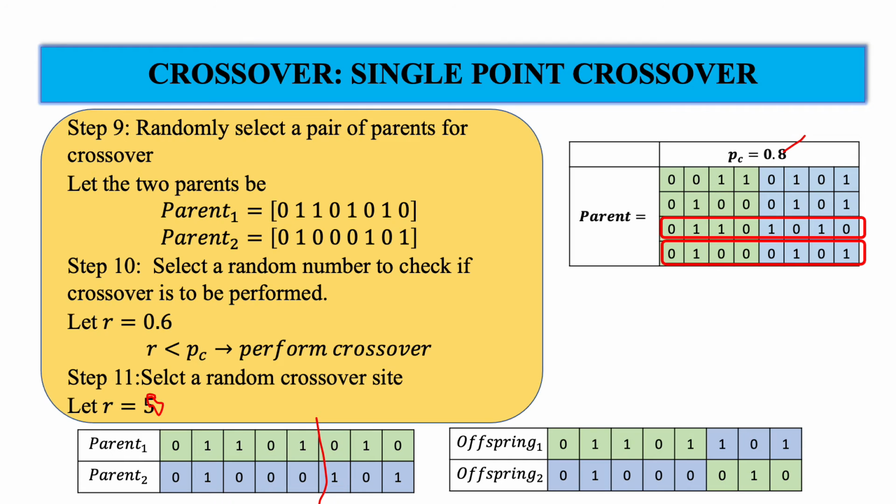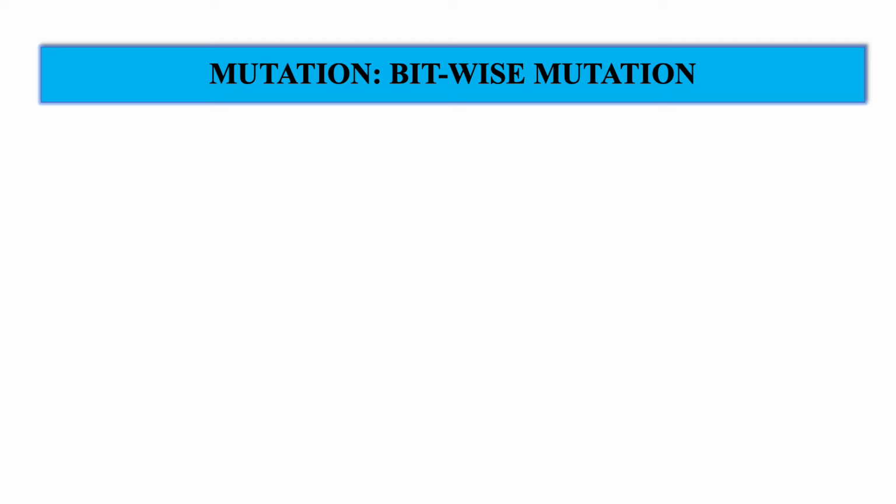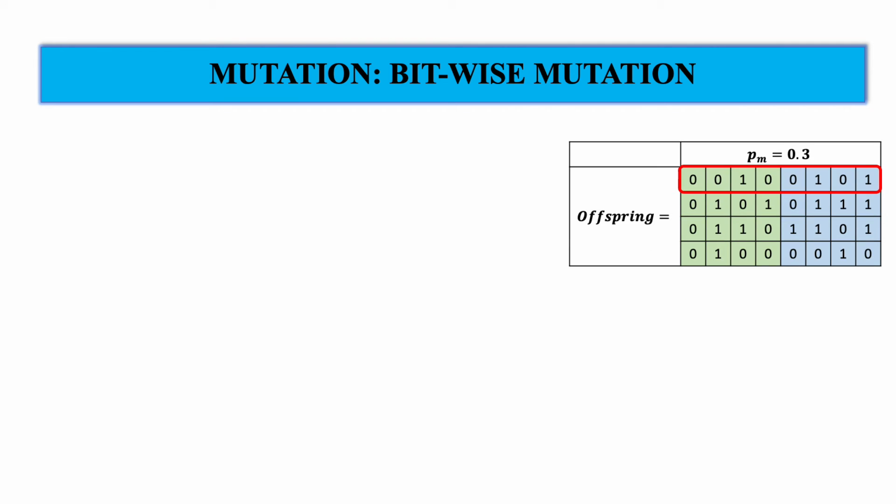If the random number is like 0.9, then we will not perform our crossover. So we need to check this random number which we have generated. If the random number is less than the crossover probability, we need to do a single point crossover. If the random number is greater than or equal to the crossover probability, then we need to copy the parents themselves as offspring. After the implementation of crossover, we will implement bitwise mutation.